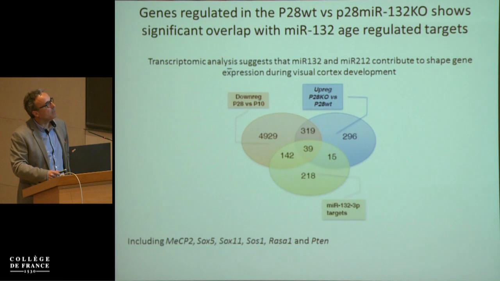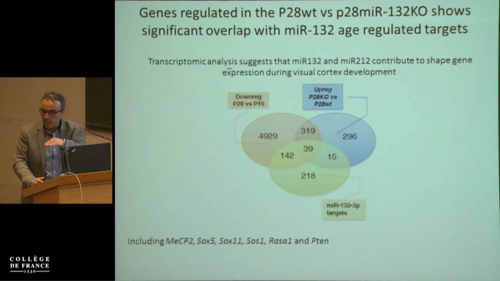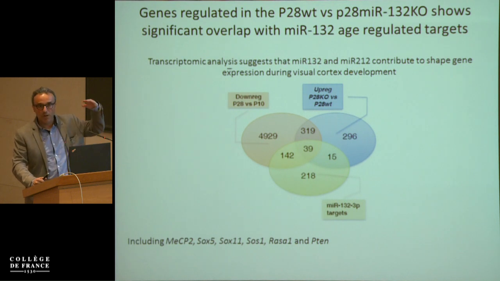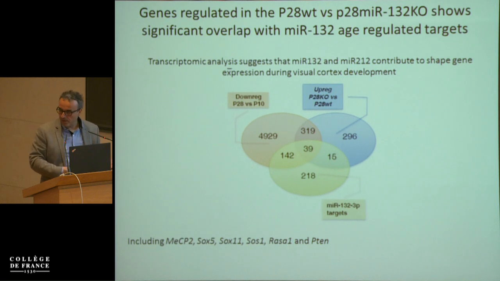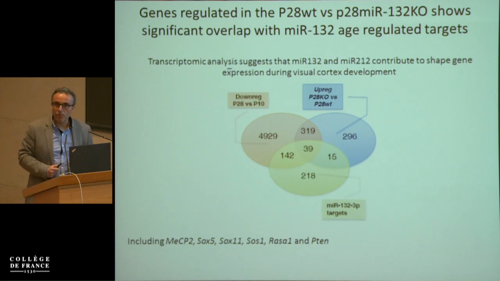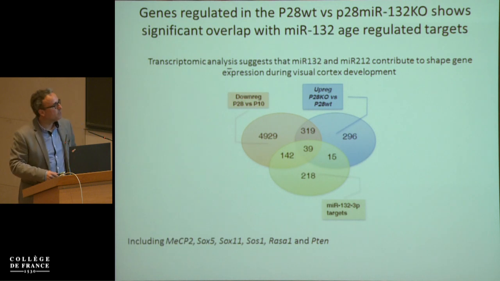And you see there is quite a big overlap. This is a very highly significant overlap. So this suggests that the downregulation that you get with age, that is not occurring when you miss the microRNA, is somehow mediated by the microRNA in the normal animal. So suggesting that MIR132 participates to sculpt the developmental transcriptome of the visual cortex.